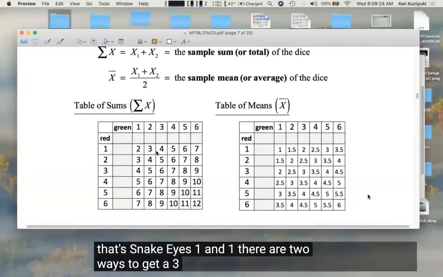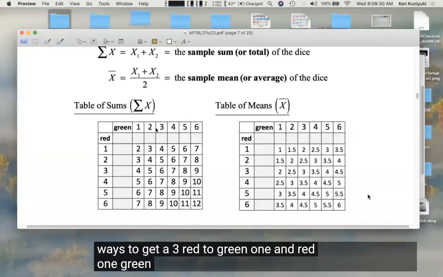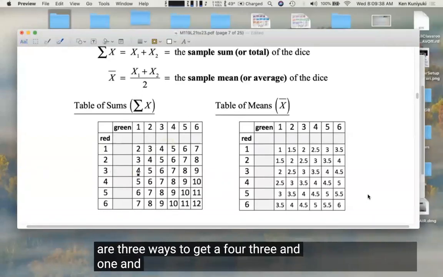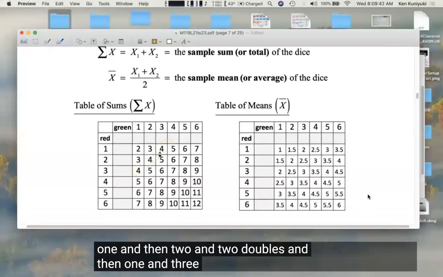There are 2 ways to get a 3. Red 2, green 1, and red 1, green 2. I'll do some marking. There are 3 ways to get a 4. 3 and 1, and then 2 and 2, doubles, and then 1 and 3.